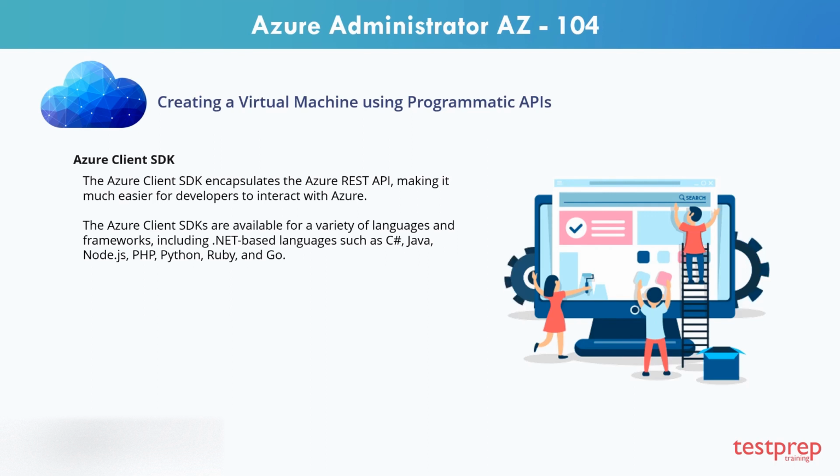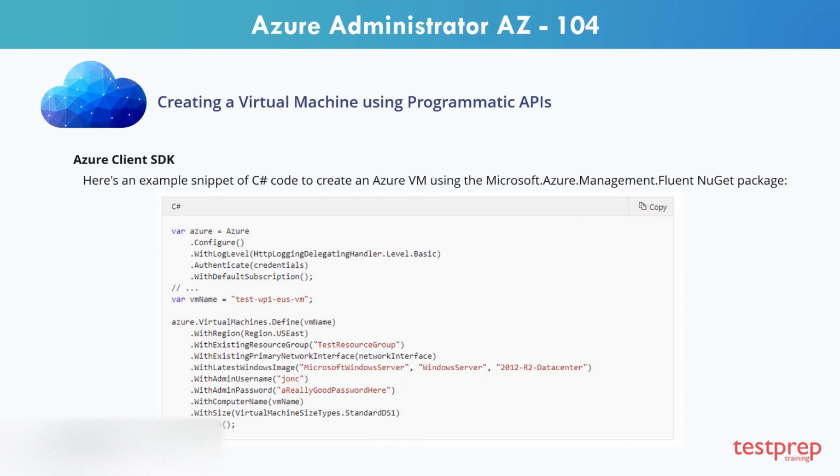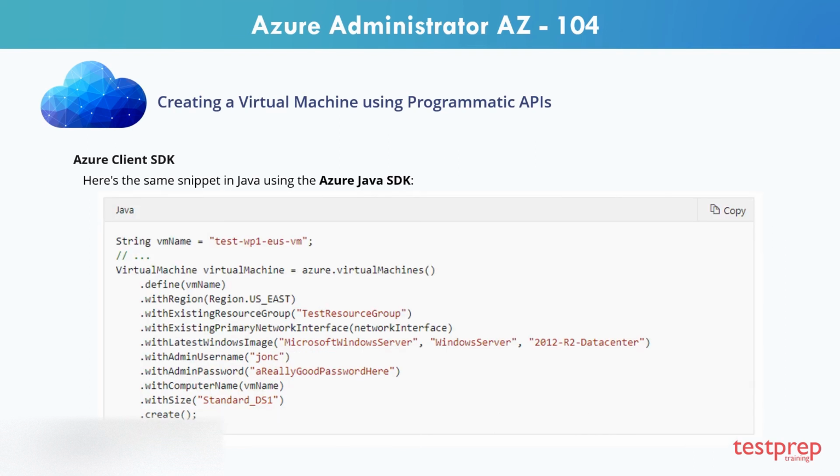The Azure Client SDK encapsulates the Azure REST API, making it much easier for developers to interact with Azure. The Azure Client SDKs are available for a variety of languages and frameworks, including .NET-based languages such as C#, Java, Node.js, PHP, Python, Ruby, and Go. Here's an example snippet of C# code to create an Azure VM. Here's the same snippet in Java using the Azure Java SDK.